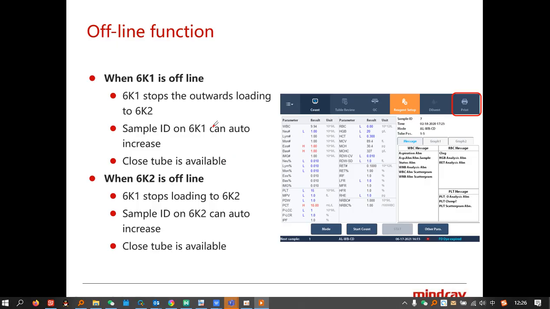Offline. If we offline the 6K1, the 6K1 stops outward loading, so you can regard it as a standalone BC6000. So if analyzers want to use the auto slide exam rule, they need to put the racks on the loading platform of the 6K2.